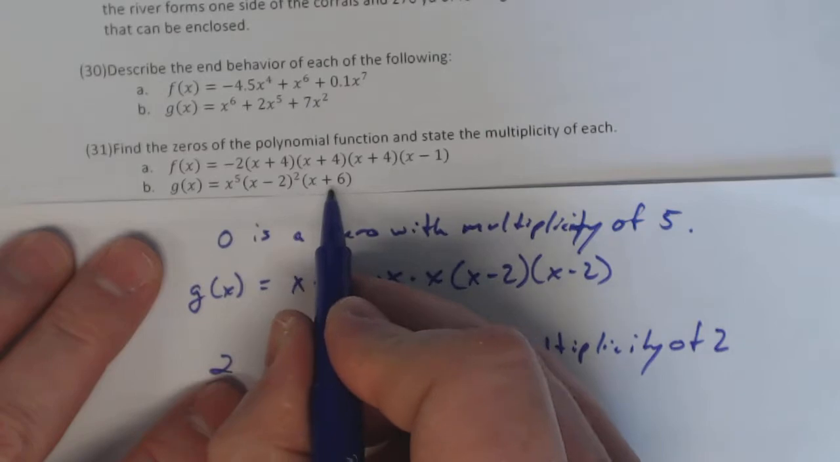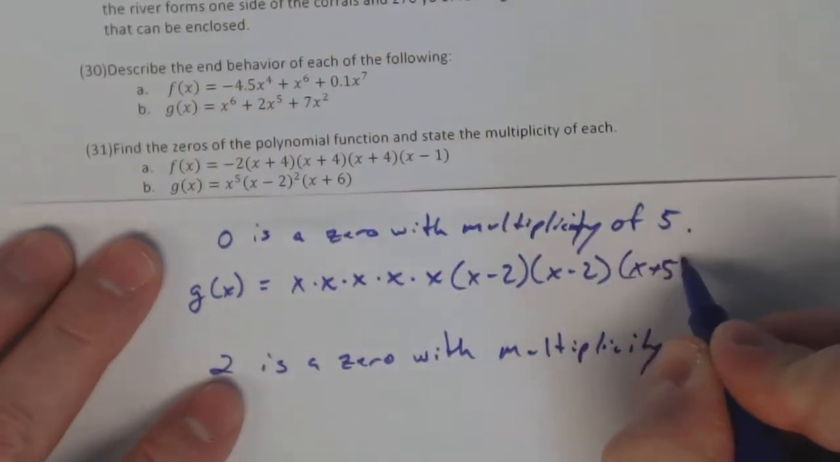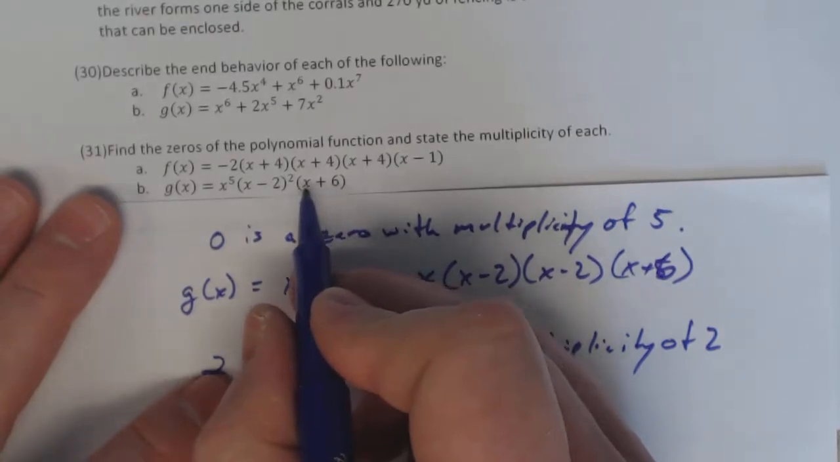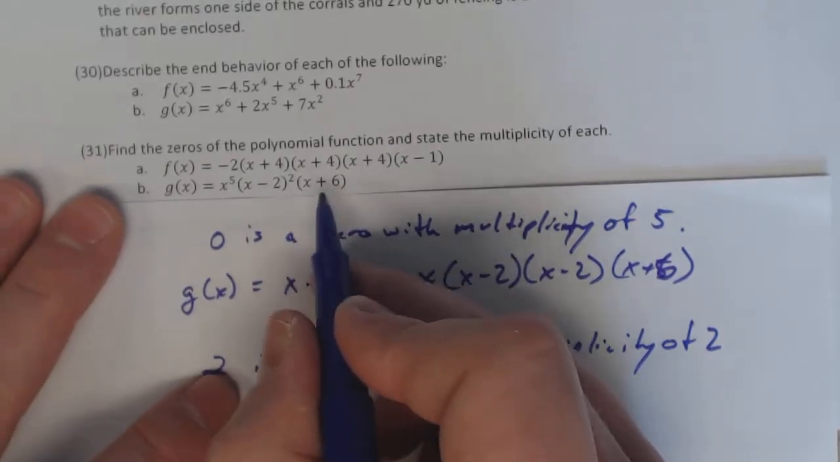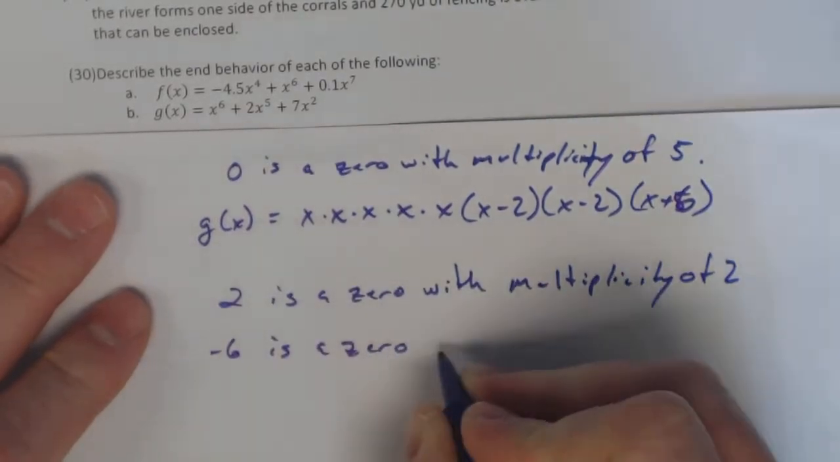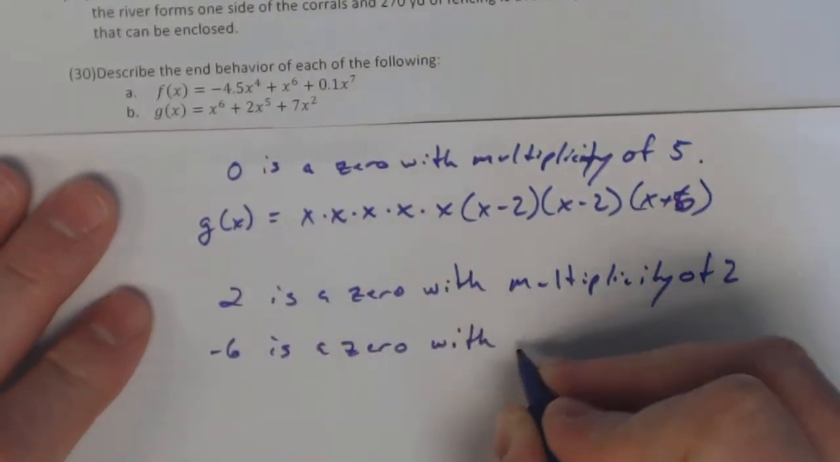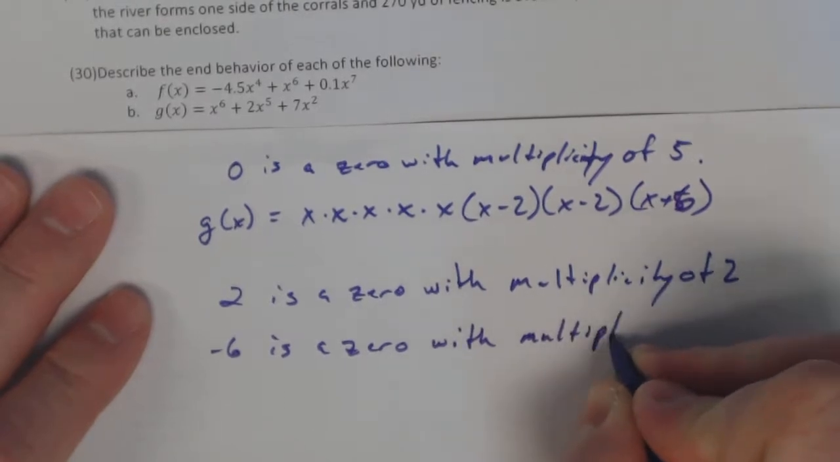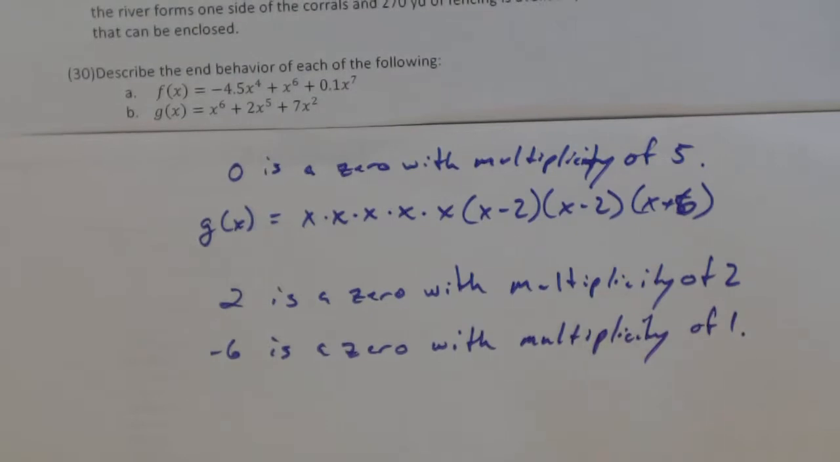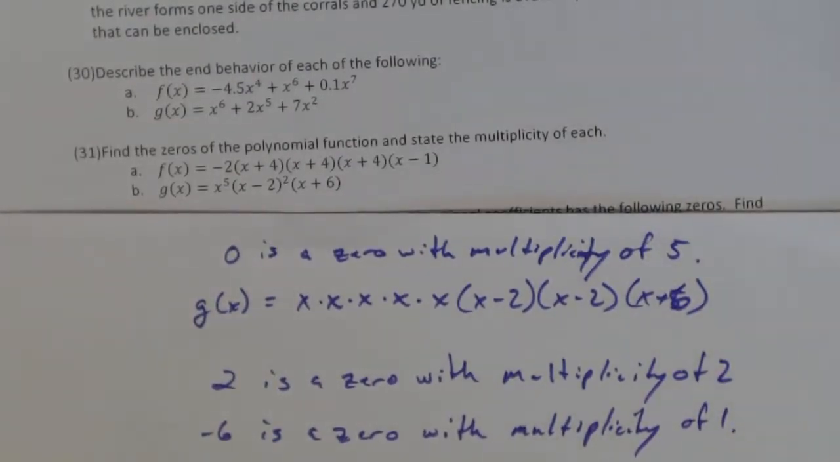And x plus 6 is just out there by itself. So what would be the value that would give you 0 here? Negative 6 plus 6. So negative 6 is a 0. And I guess you could say it has a multiplicity of 1. Kind of redundant, but hey, that's what it's asking for.